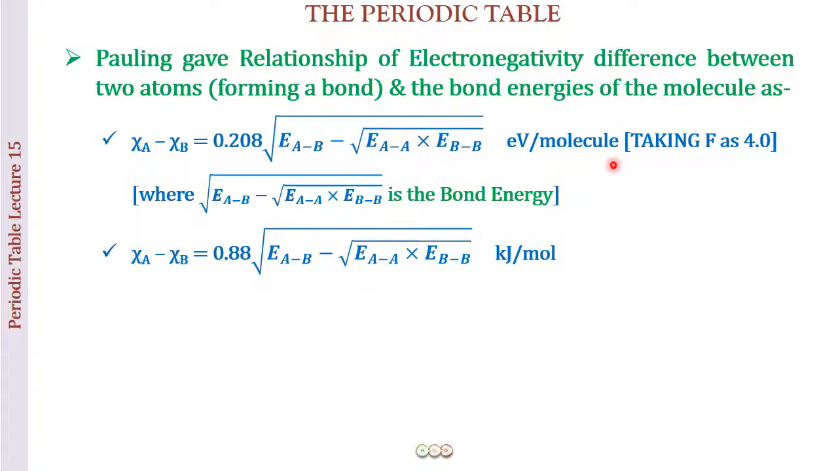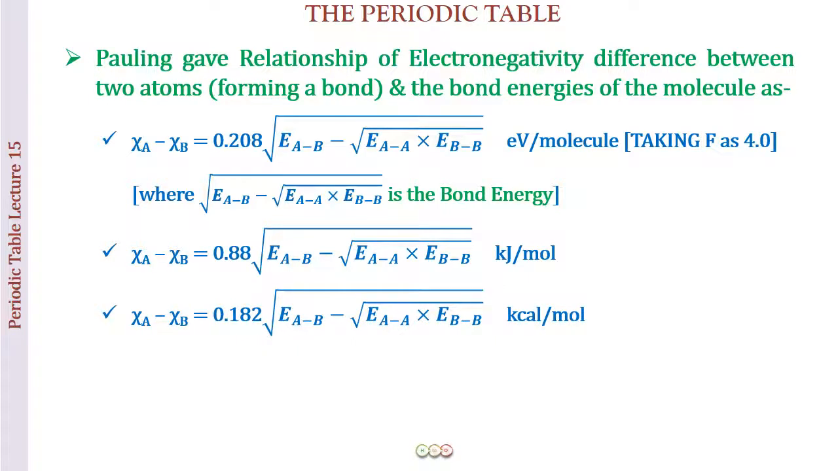Now, this was the value when it was taken in electron volt per molecule. When we take it in kilojoule per mole, just replace 0.208 by 0.88, and when it is in kilocalorie per mole, change it to 0.182. Right? I hope this is clear.